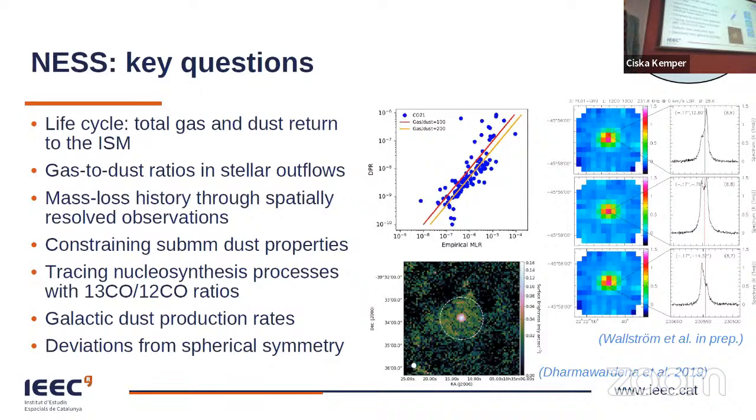Any other independent kind of measurements, for example gamma-ray burst galaxies, for which you measure the amount of dust independently and compare? Yeah, so that would be interesting to do as well.